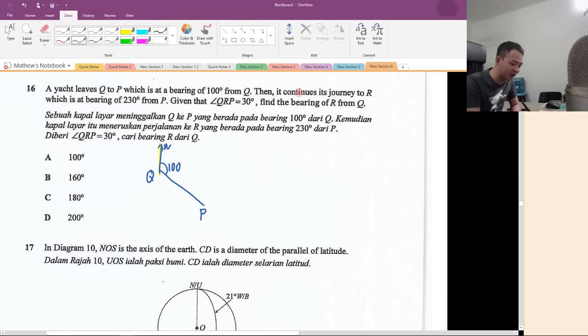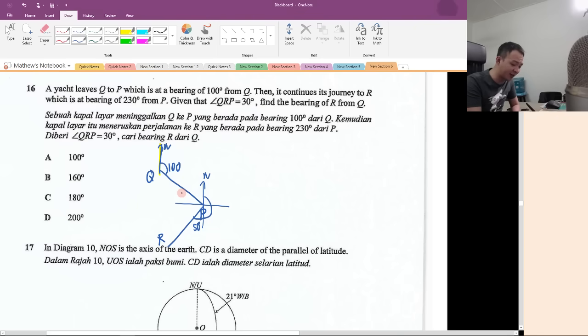Okay, then it's continuing journeys to R, which is on the bearing of 230 from P. So if this is north here, 230 will be roughly like this to the R. Alright, so because this is 180, right? So here should be 50 degree, because 230 minus 180, you should get 50 here, right?